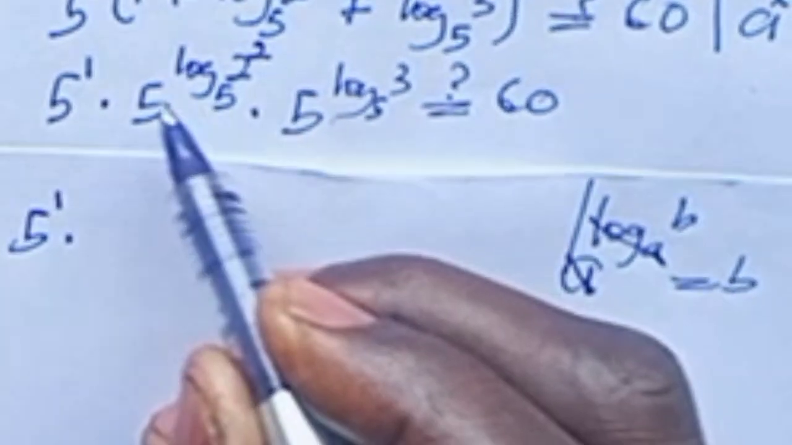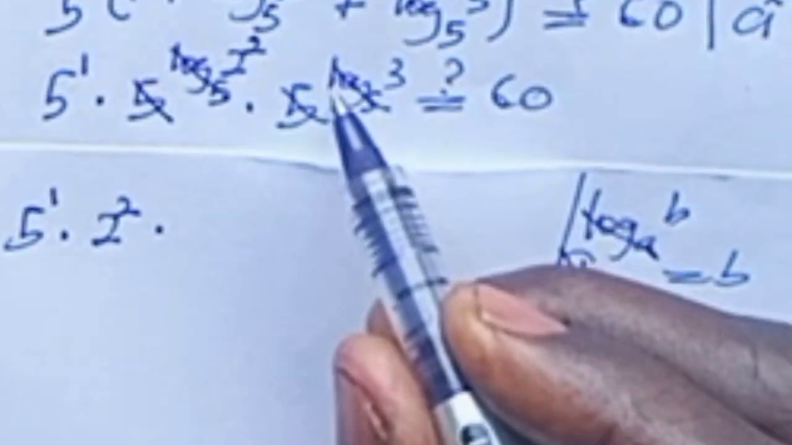But for log b base a, if this is raised by the same base a, the base and the log to the same base cancel out, and what is left is b. So here we apply it. What is left here is 5 to the power of 1 times this, 5 to log to base 5, we cancel out. What is left is 2 to the power of 2 times the same here. This is cancelled out. What is left is 3. Could it be equal to 60?